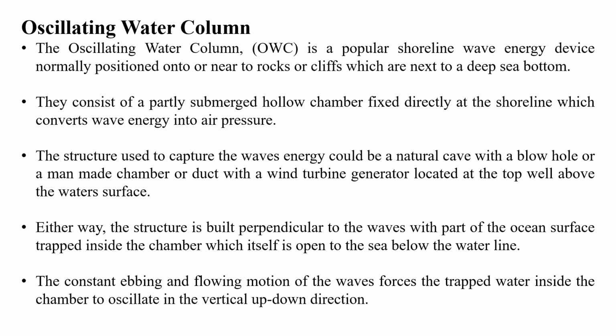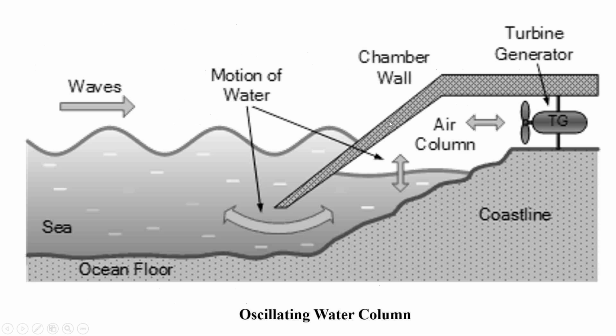Now this constant ebbing and flowing motion of the waves will trap the water and create an up and down motion of the water. So this is called an oscillating water column. It's very simple. We have some flow of waves here, at the shore, and this is the sea and this is the ocean floor.